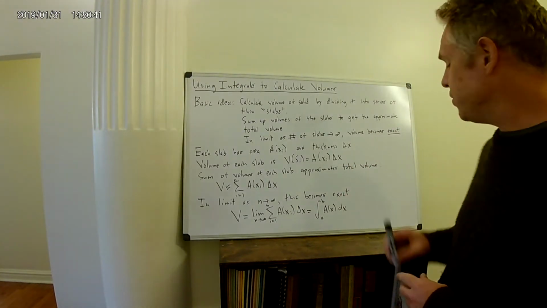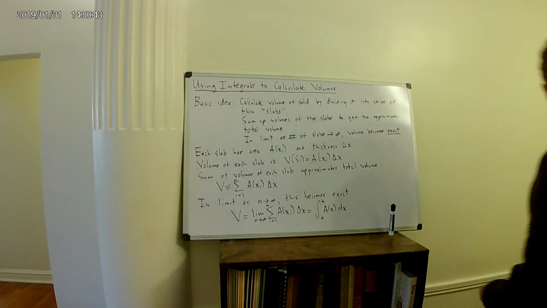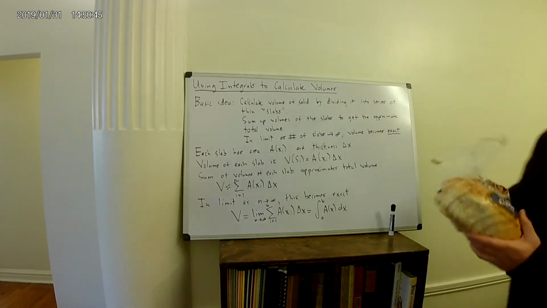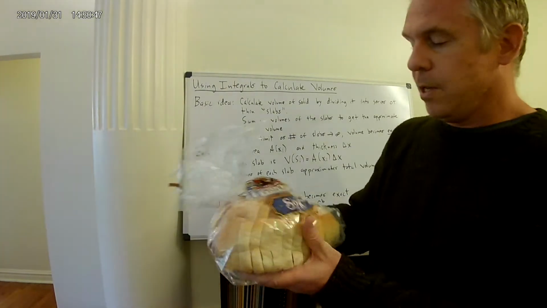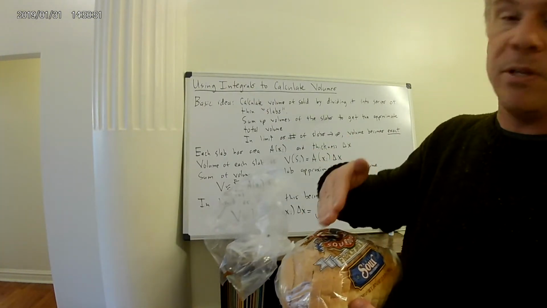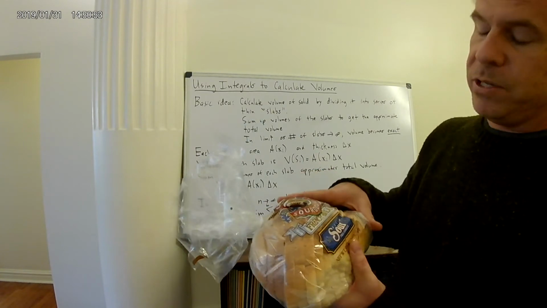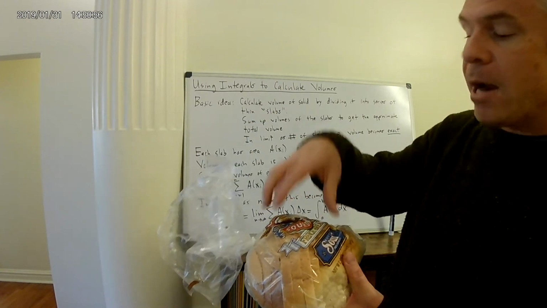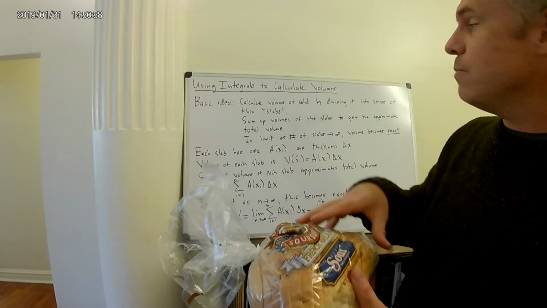To make a silly analogy, this is very similar to having a loaf of bread. Here's a loaf of bread. So this loaf has a certain volume. Well, we're going to divide this volume up into a series of slices. We're going to calculate the volume of each slice, and add up all those slices to get the volume of the solid object.